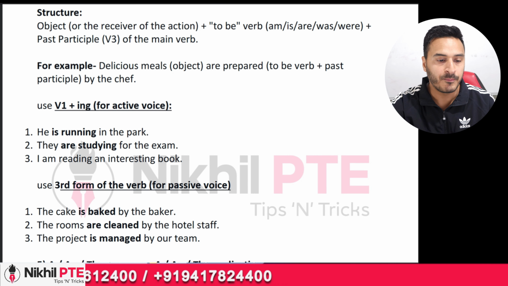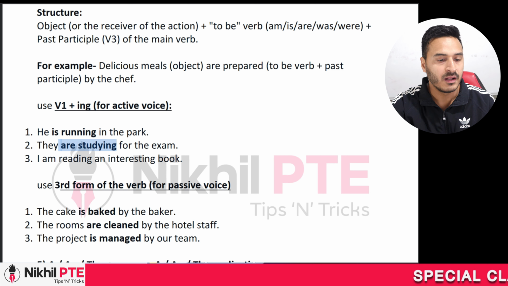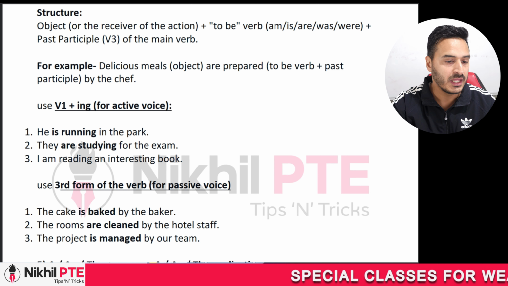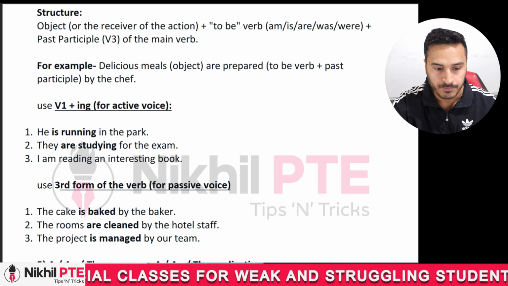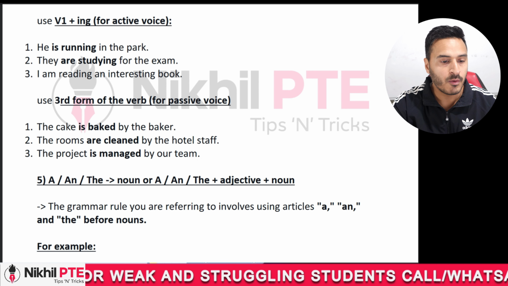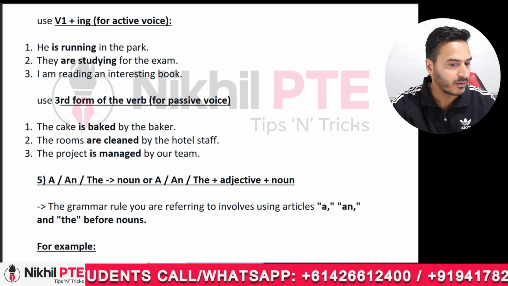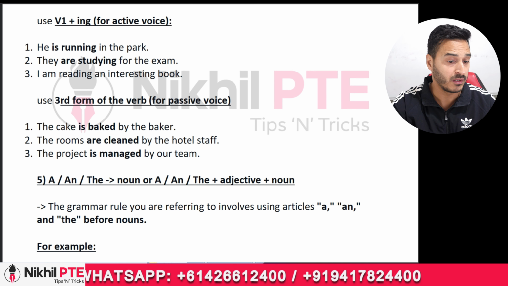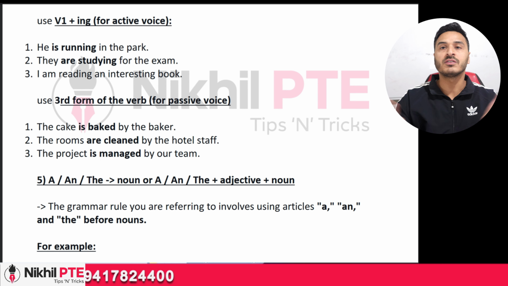Now what is an example? He is running in the park. After is, first form of verb plus ing. After are, first form of verb plus ing. After am, first form of verb plus ing, right? And third form of verb, if we are finding any third form of verb, after is, third form will come. Are, third form. Is, third form. It depends on the situation.